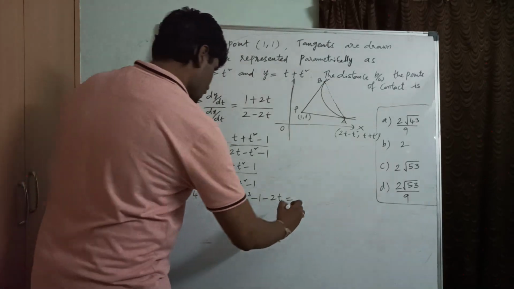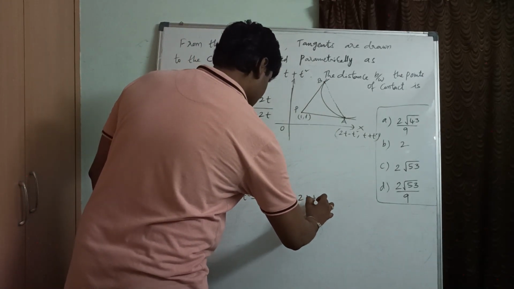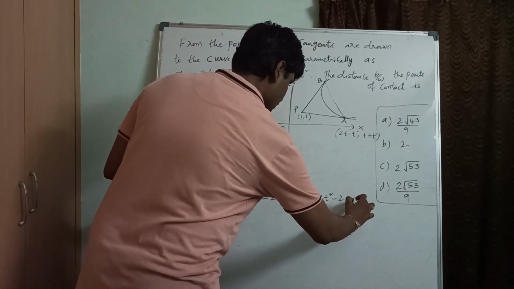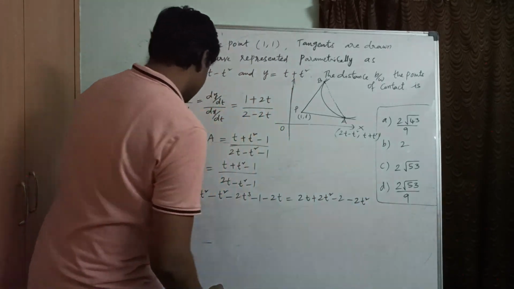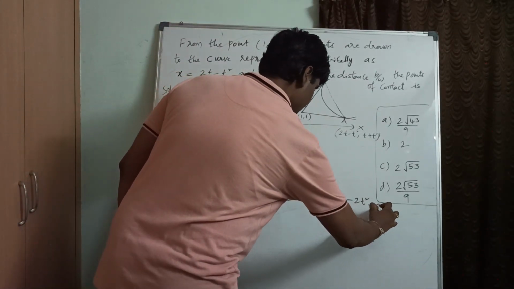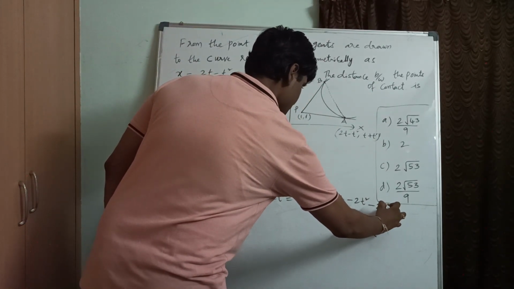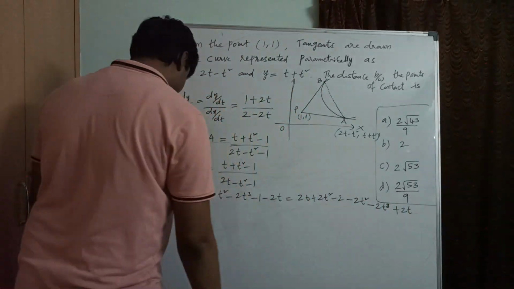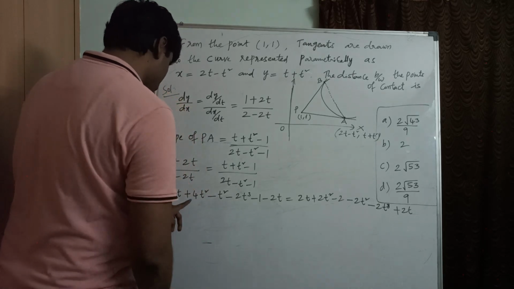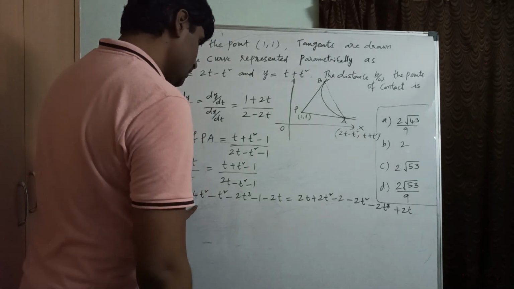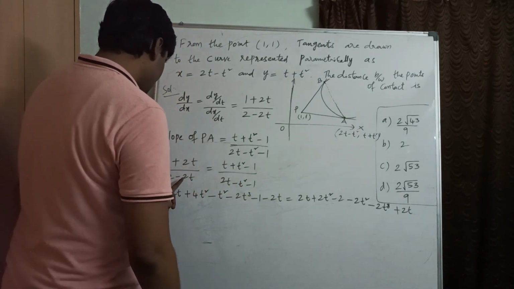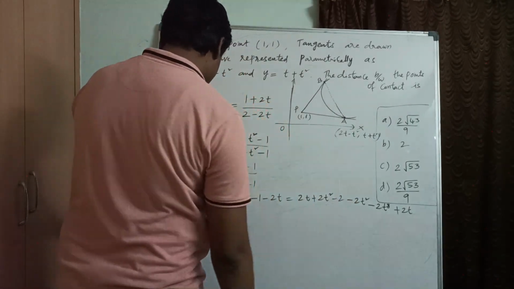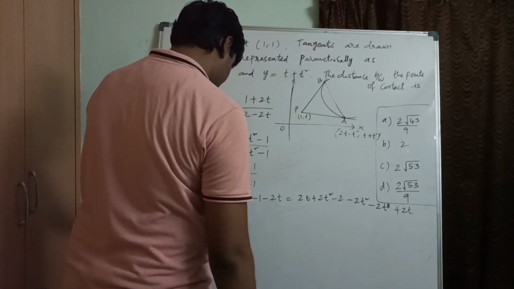Here also, 2t plus 2t² minus 2, so minus 2t², correct? So minus 2t³, right? So my plus 2t there, right? So finally, if you eliminate this 2t², 4t² here, right? So now from this what will you get? Minus 2t into t², minus 2t³ there, right? Minus 2t into t, minus 2t², correct?